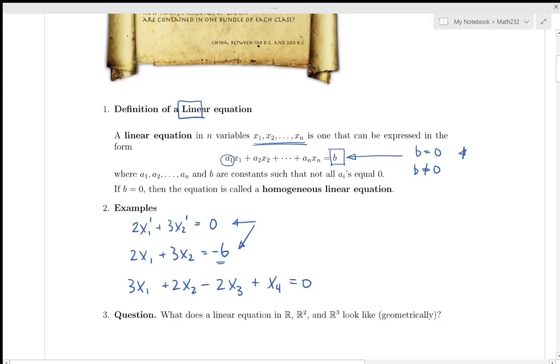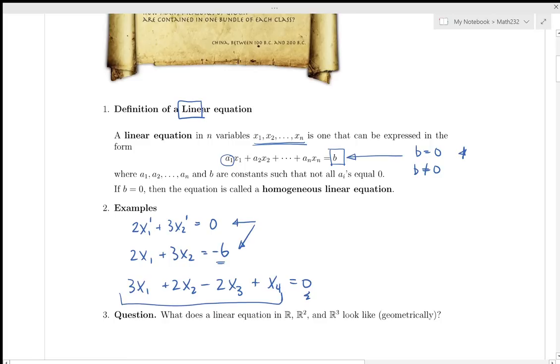That is a homogeneous linear equation, and it is a linear equation in 4 variables. We're going to typically use x1, x2, x3, x4 like that for the variables because we can simply expand up to as many as we like very easily.